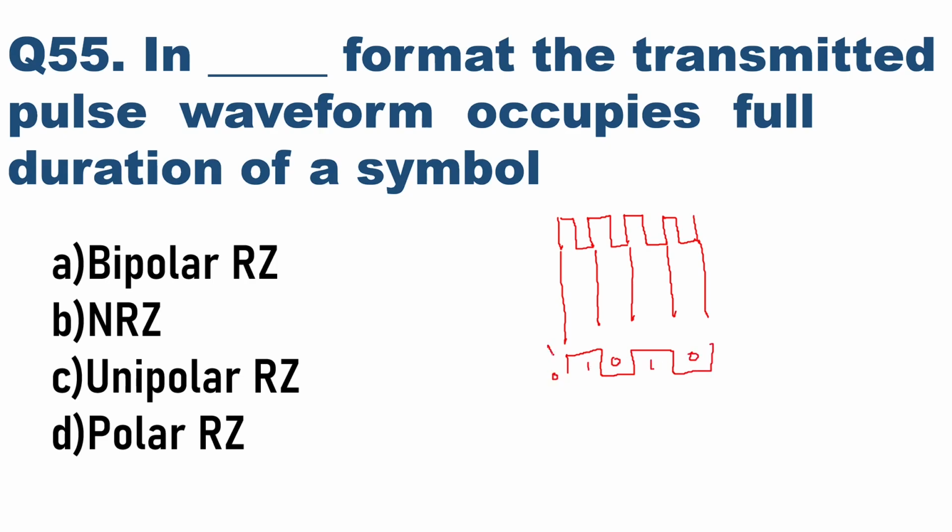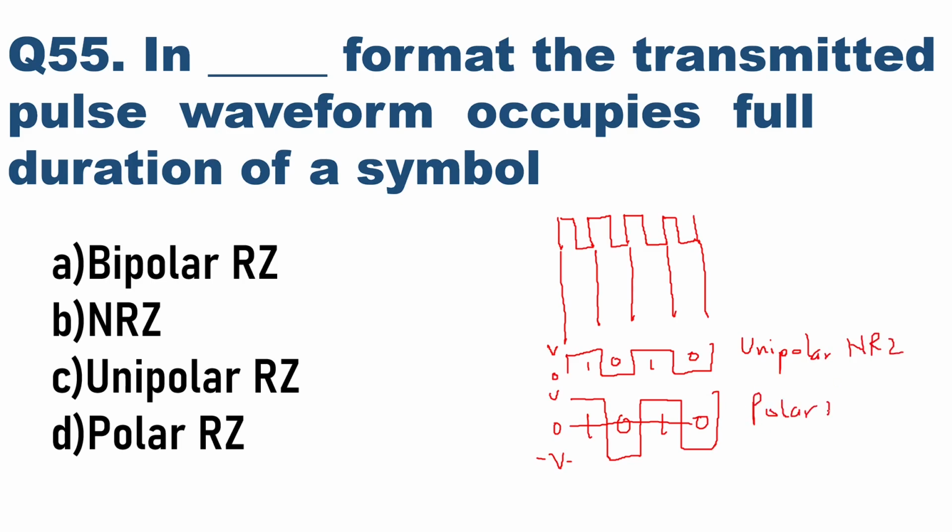This is from 0 to V volt. We can also represent ones and zeros from 0 to V volt as 1, 0, 1, 0. Now this is your 1, this is 0, this is 1, this is 0. So this is from 0 to V, and this one is from minus V. Now the top one is called unipolar NRZ, and the bottom one is called polar NRZ.